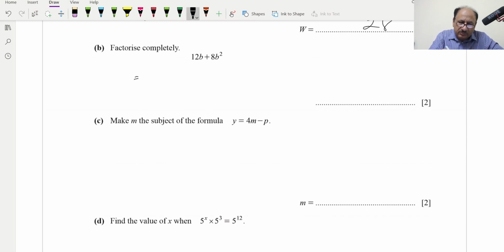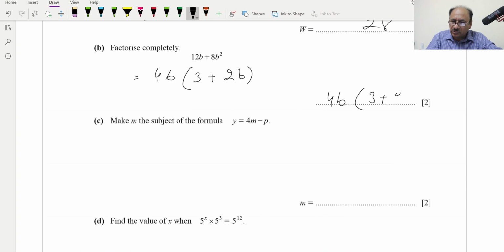Then comes factorize completely. We have to take the maximum common factor. We can take 4b common. Inside will be 3 plus 2b, and this will be the final answer which we can provide over here. 4b into 3 plus 2b, this will be the final answer.